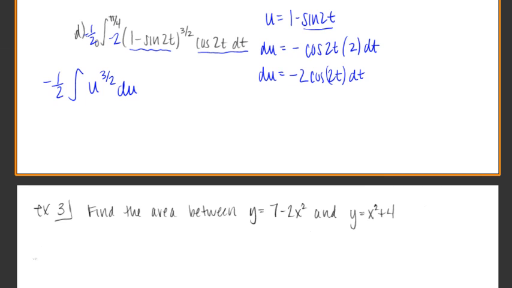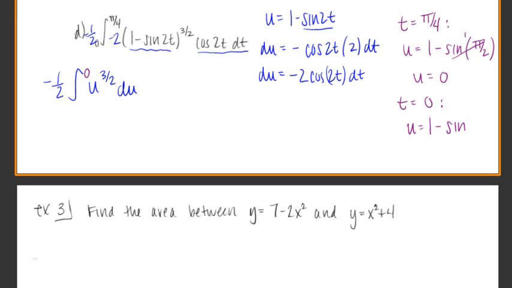Well, let's see. First of all, t is equal to pi over 4. So what happens when t equals pi over 4? Well, u is going to equal 1 minus the sine of 2 times pi over 4, which would be pi over 2. Well, sine of pi over 2 is 1, so 1 minus 1 is 0. So when t was pi over 4, we're going to go to 0. Now when t is equal to 0, we have u to be 1 minus the sine of 2 times 0, which is 0, and the sine of 0 is 0, so u is equal to 1.